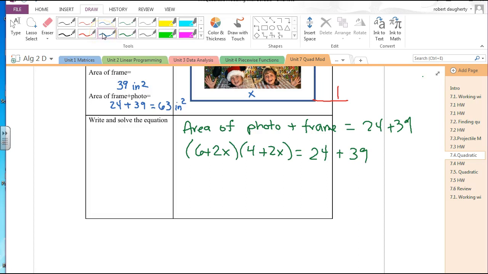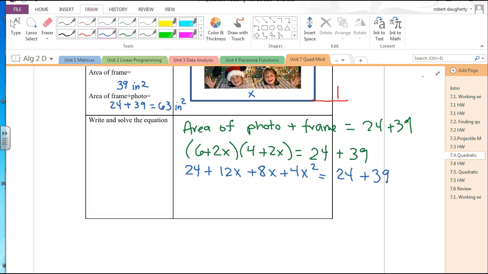So let's do that. 6 times 4 is what? Yeah, so I get 24 plus 12x plus 8x plus 4x squared equals 24 plus 39. Okay, so all I did was FOIL the binomial. So 24 plus 12x plus 8x plus 4x squared equals 24 plus 39.